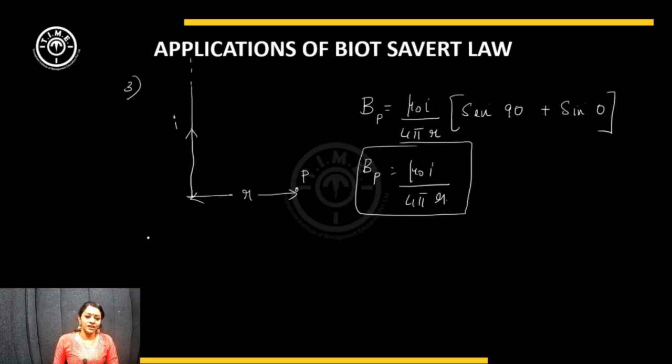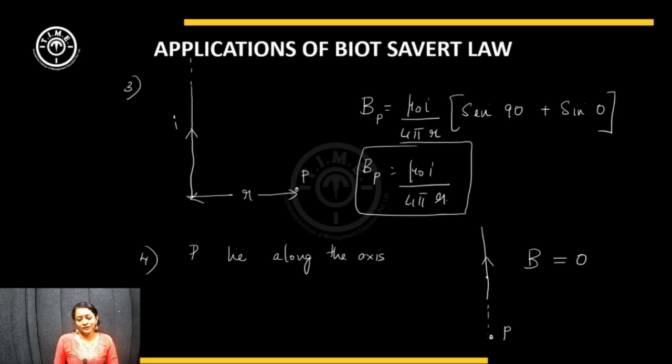Now the fourth case is if point P lies along the axis of the current carrying conductor. That means if point P is lying somewhere over here, along the axis of the current carrying conductor or on the current carrying conductor, then what is the magnetic field?